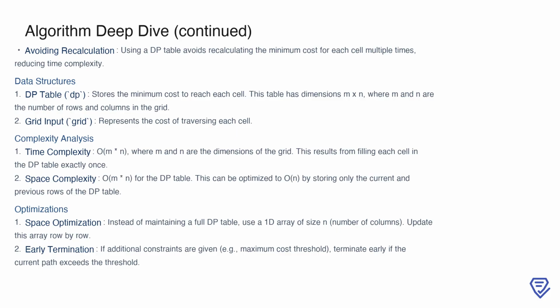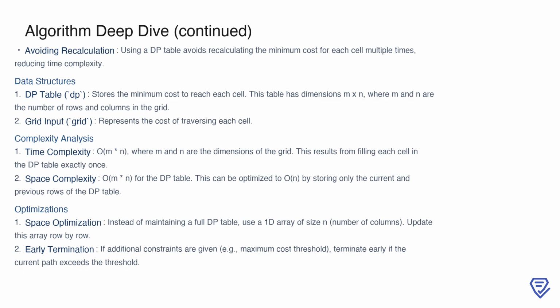Now, let's discuss the data structures and complexity. We use a DP table to store the minimum costs, which has the same dimensions as the grid, m×n. The input grid itself represents the cost of traversing each cell. The time complexity is O(m*n), because we fill each cell in the DP table exactly once. The space complexity is also O(m*n) due to the DP table, but it can be reduced to O(n) by storing only the current and previous rows of the table.